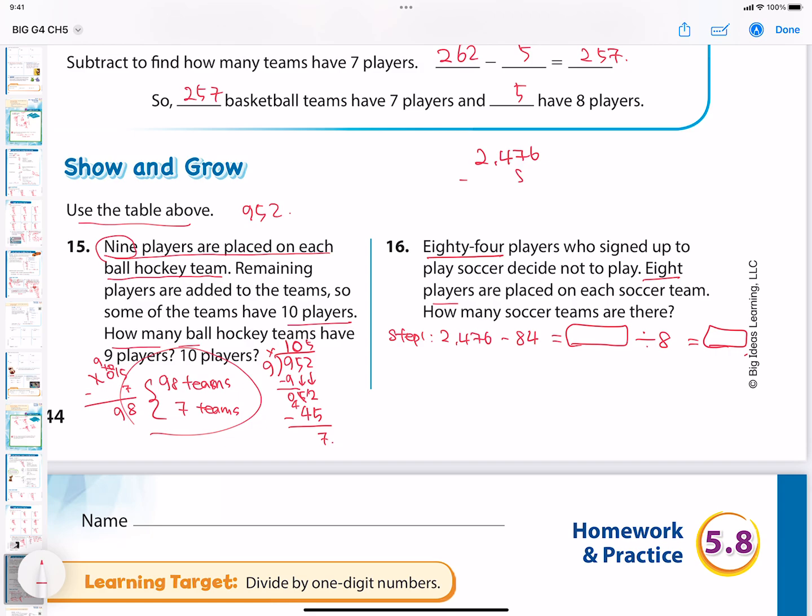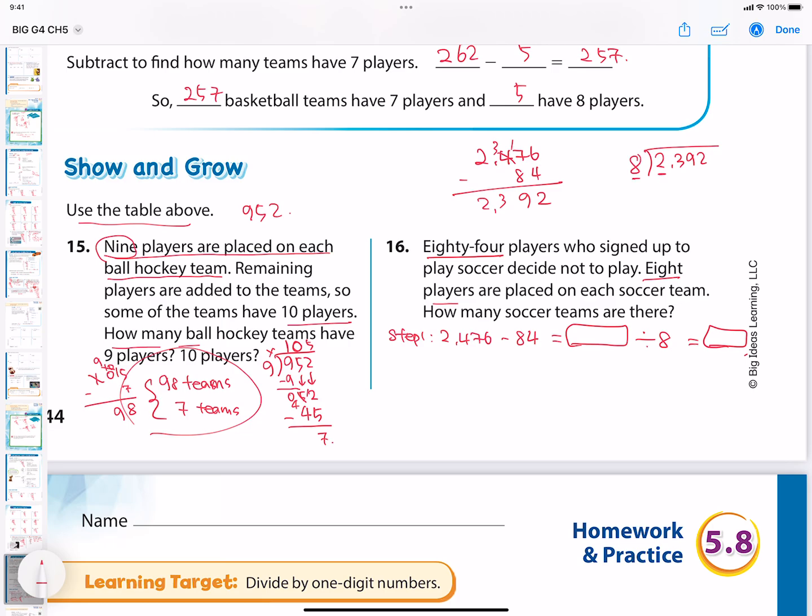2,476 take away 84. Okay, so it's gonna be 2 and 3, 17, right? And then it's gonna be 9 and 3, 2. So 2,392 students are going to make teams for soccer. So now we are going to divide this 2,392 by 8.